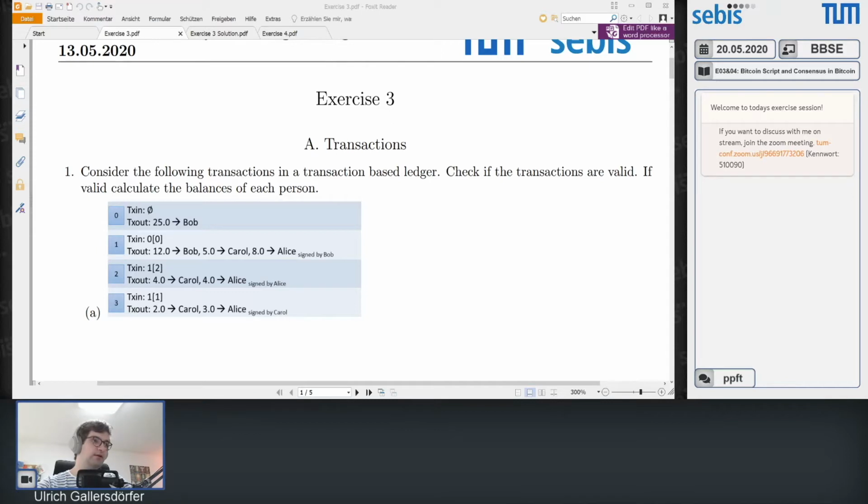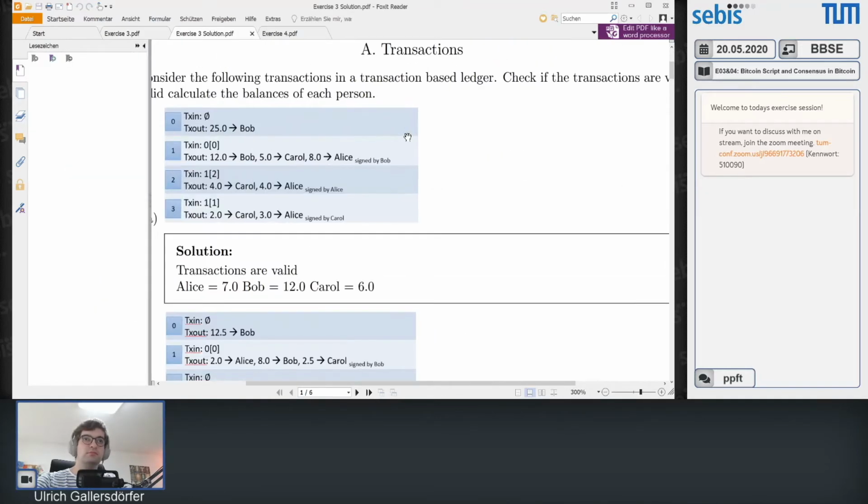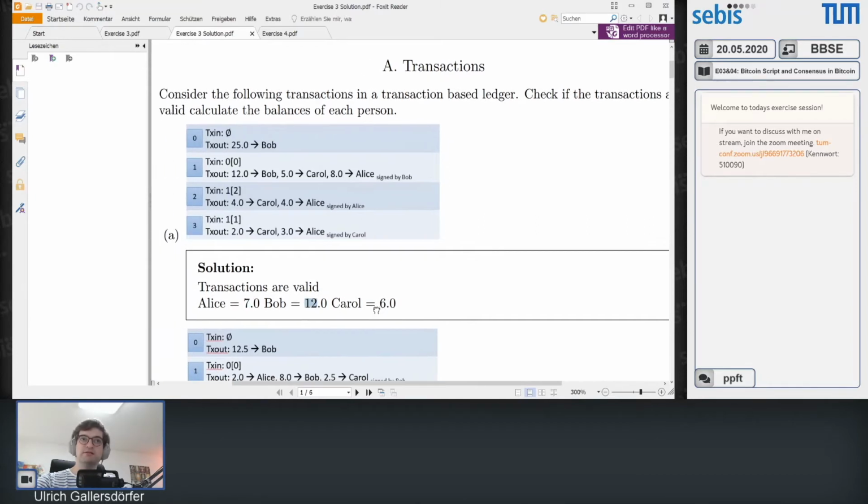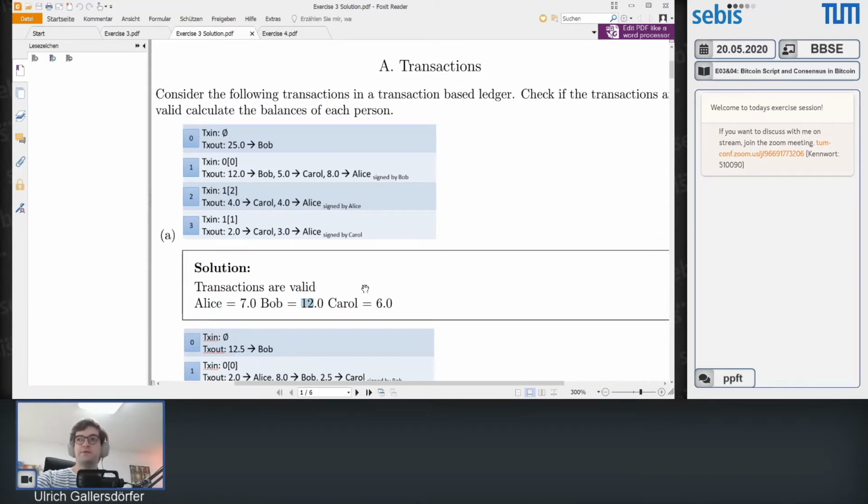So the end balance should be: Alice has 7, Bob has 12, and Carol has 6. If we look into the solutions, that's correct. So Alice has 7, Bob has 12, Carol 6. The transactions were correct.